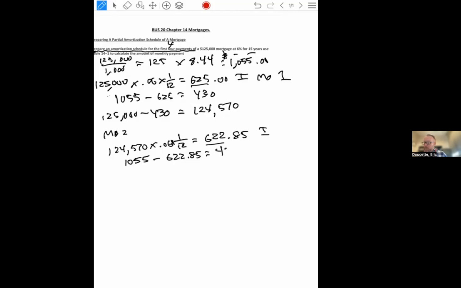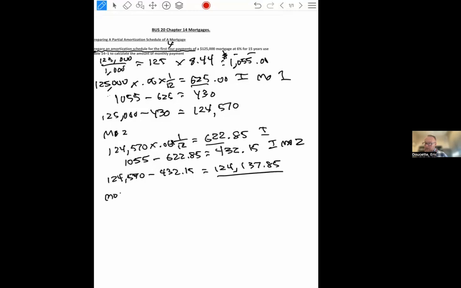Which is 432.15. So again, I can take my 124,570, that's my new balance, and I'm going to subtract 432.15 because that's how much of my most recent payment gets applied to my principal. That gives me a new balance of 124,137.85. So that's now the end of month 2, and now here's my new balance going into month 3.